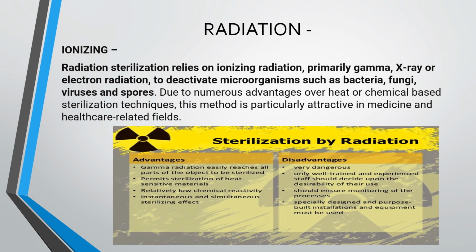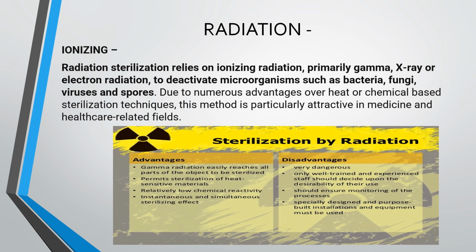So coming to sterilization, what are the basic advantages of radiation? Usually gamma rays or X-rays are used, and they can easily penetrate through the food products and permit heat sensitive materials. That means there are certain food products which are heat sensitive. If they are heated at high temperatures, they might spoil. So radiation is used, and these radiations actually penetrate even those sensitive food materials, and they can kill the microorganisms and sterilize them. So it is an instantaneous and simultaneous sterilizing effect. This method is very instant, and there are numerous advantages over heat and chemical based techniques.